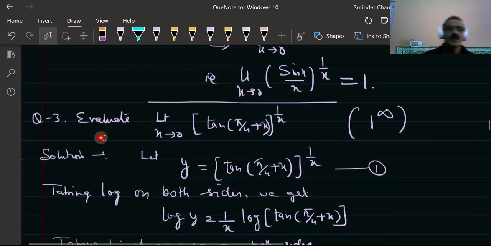Again, next problem. Evaluate the limit x to 0 of tangent of pi by 4 plus x, whole raised to the power 1 by x.